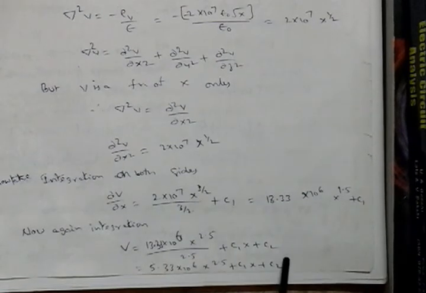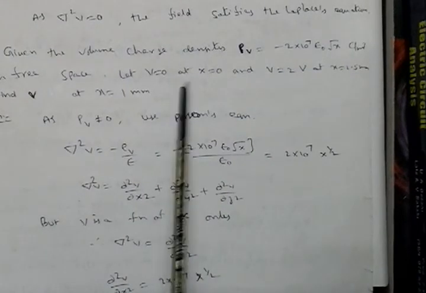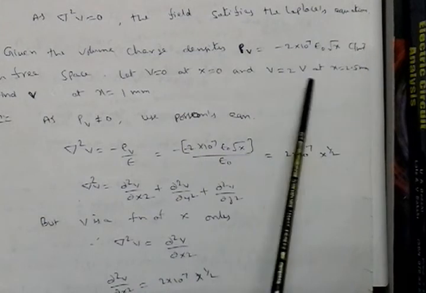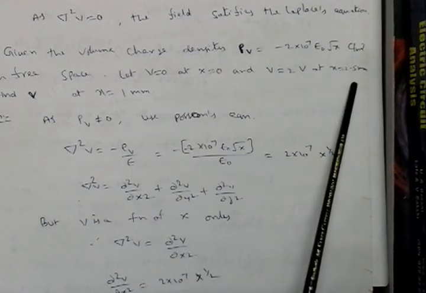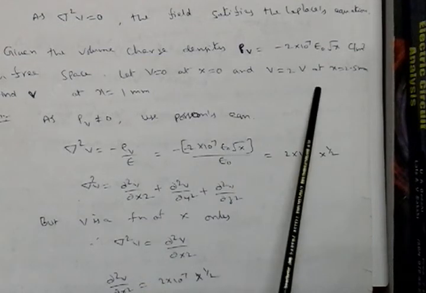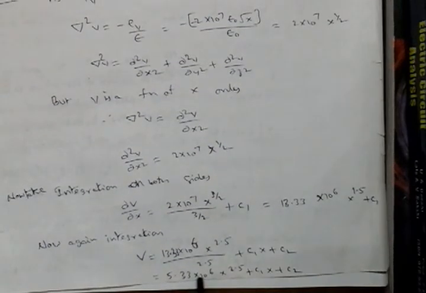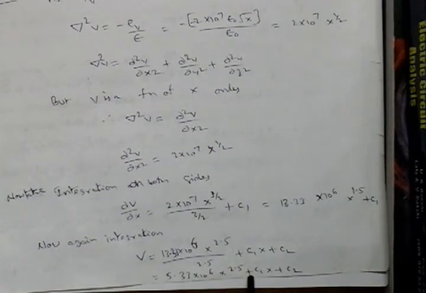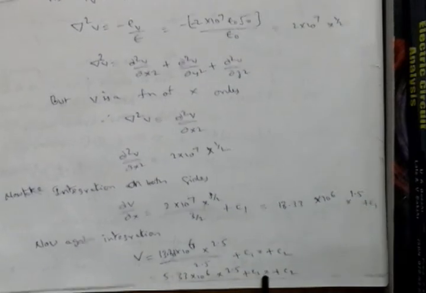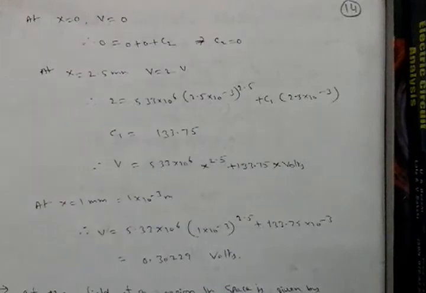The constants c1 and c2 are determined using the boundary conditions. What are the boundary conditions? V equal to 0 at x equal to 0, and v equal to 2 volts at x equal to 0.5 mm. You will get two equations from these two conditions. Solve the two equations and you will get the two constants. So the potential equation is v equal to this value plus c1 x plus c2. Now we need to determine the c1 and c2 values.